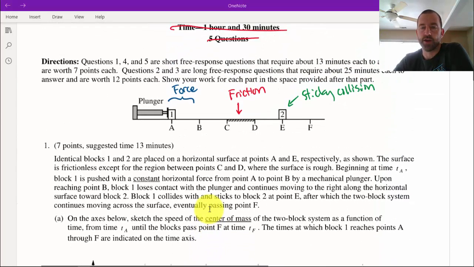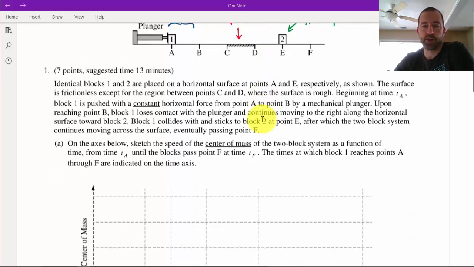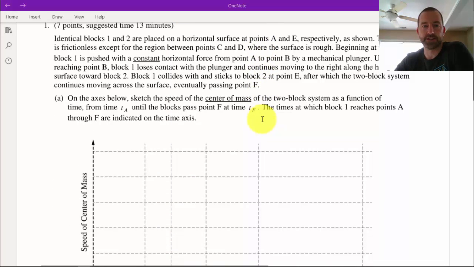All right, so two very different parts of the question, but let's go up here and take a look at the scenario. It's getting pushed by a force, then it's just going to coast along on a frictionless surface. Then block 1 is going to hit some friction, which means it's going to feel a force resisting its slide. Then it's going to leave the friction, now moving at a constant speed. Then it's going to hit and stick to block 2, and then they're going to move off together. What is that going to look like in terms of center of mass?